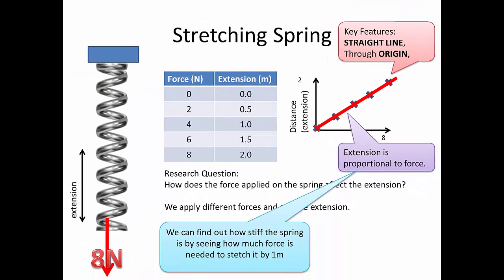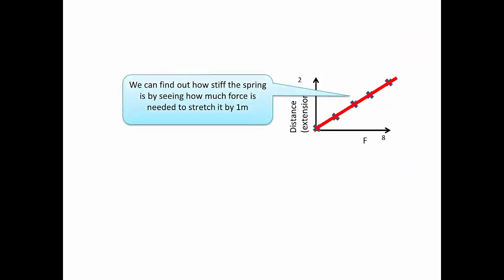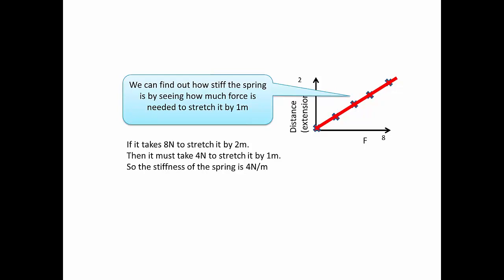Now we're going to find out how stiff that particular spring is by seeing how much force is needed to stretch it by 1 meter. So you look on the table. To stretch it by 1 meter, it takes 4 newtons. But we can use a formula to do that as well. So this is the graph. We can find out how stiff the spring is by seeing how much force is needed to stretch it by 1 meter. Now you know it takes 8 newtons to stretch it by 2 meters, so therefore it must take 4 newtons to stretch it by 1 meter. It's that simple. So the stiffness of the spring is 4 newtons per meter.